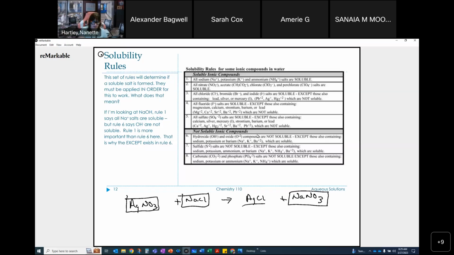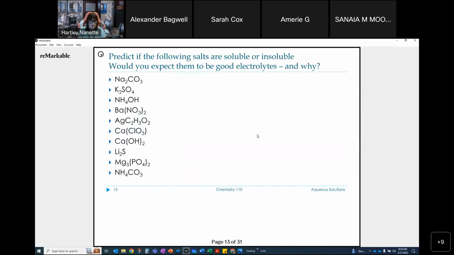We'll get some practice with this, I promise. Predict if the following salts are soluble or insoluble. Would you expect them to be good electrolytes, and why? So I want you to take a minute. Hopefully you have your exam handouts, and you can take a look at the solubility rules that you have to predict whether or not these things are soluble.